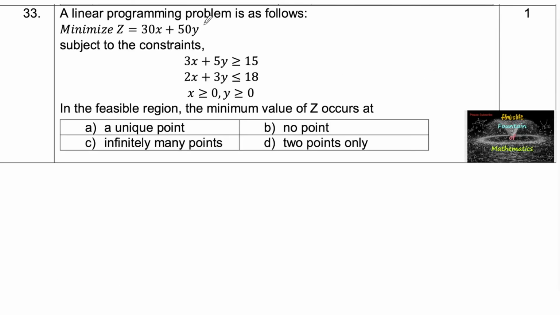A linear programming problem is as follows. Minimize z is equal to 30x plus 50y, subject to the constraints 3x plus 5y is greater than or equal to 15, 2x plus 3y is less than or equal to 18, x is greater than or equal to 0, y greater than or equal to 0. So in the feasible region, the minimum value of z occurs at. Let us draw the diagram. Let's take the coordinate axis.